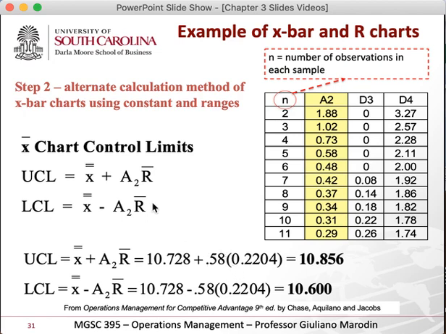So if I know A2, I know X double bar, and I know R bar, ta-da! I can calculate the upper and lower control limits. It's going to be 10.728, which is X double bar, plus 0.58, which is A2, times the range, 0.22, and that is 10.856 for the upper control limit, and 10.6 for the lower control limit.